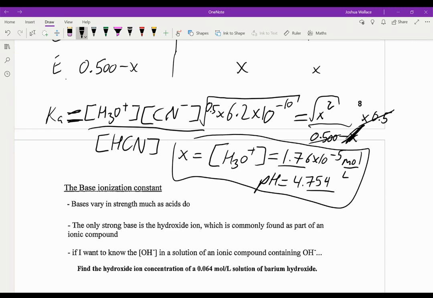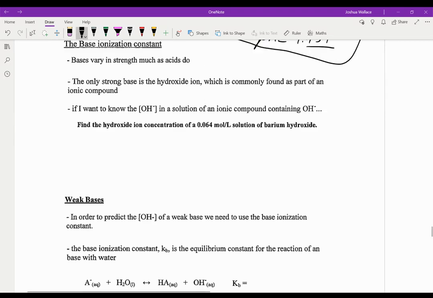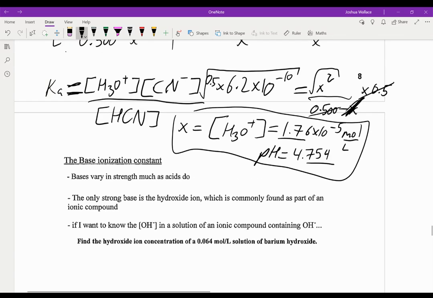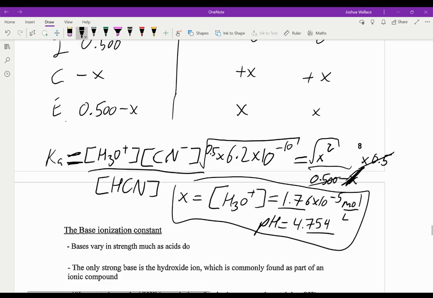And then we need to go over the base ionization constant, which I'm going to make sure that I have some notes posted for you, and then we will go over that.